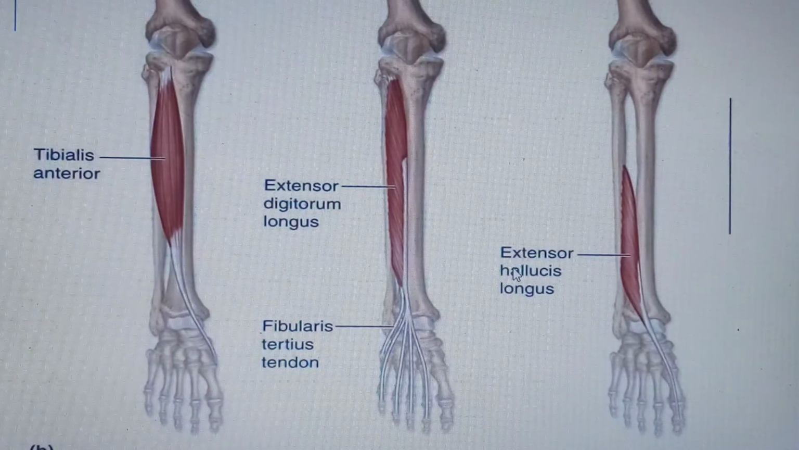Now anytime you hear the word longus or brevis, it means there's a counterpart. So when we look at the intrinsic muscles of the foot, we get to know that there will also be extensor hallucis brevis. Now this time around, because it's coming from a longer origin, a high origin, we call it extensor hallucis longus.